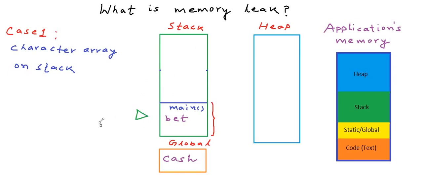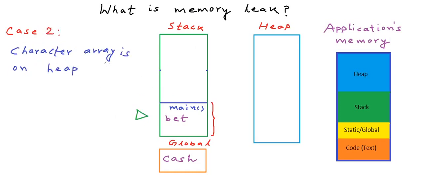Now let's talk about the second case, when the character array is created on the heap using a call to the malloc function. Once again, we will make multiple calls to play function. Now what will happen this time is that we will not create the array on the stack.